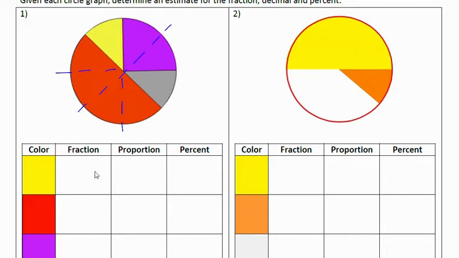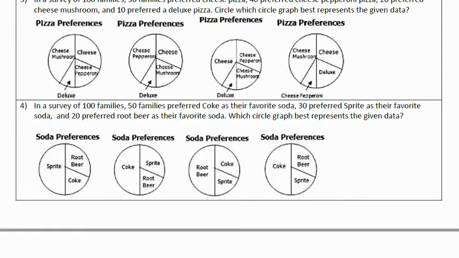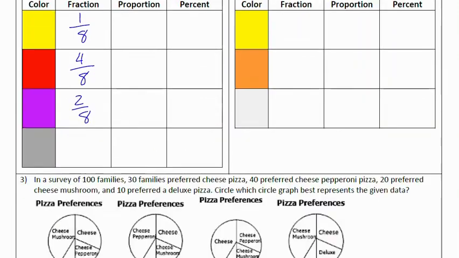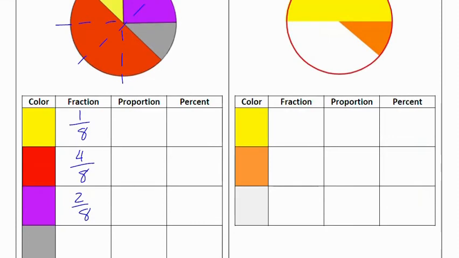So if I look at it, the yellow piece is 1/8 of the circle. The red piece is 1, 2, 3, 4 of the 8 pieces of the circle. The pink piece, or the purple piece, is 2 of the 8 pieces of the circle. And the gray piece is 1 of the 8 pieces of the circle.